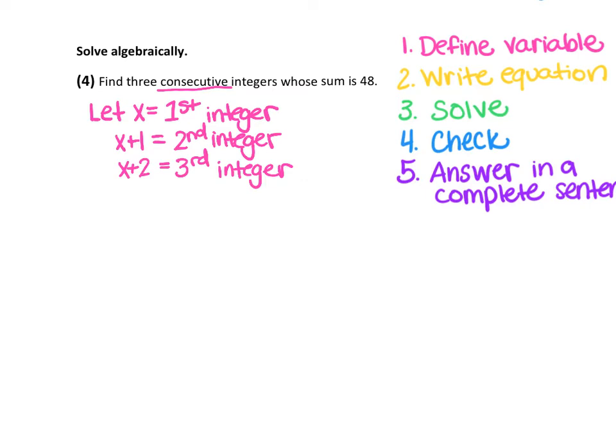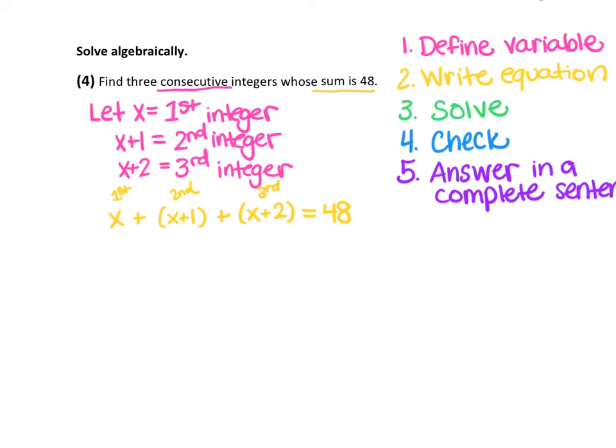Great, now we have defined our variables and we need to write an equation. So let's see what else we know. We know the sum of these three integers is going to be 48. So I'm going to take my first integer, and I'm going to add that to my second integer, and I'm going to add my third integer. I'm just labeling this so you know, there's a lot of x's here. So first, second, and third. Three integers, and when I add them all together, I'm going to get 48.